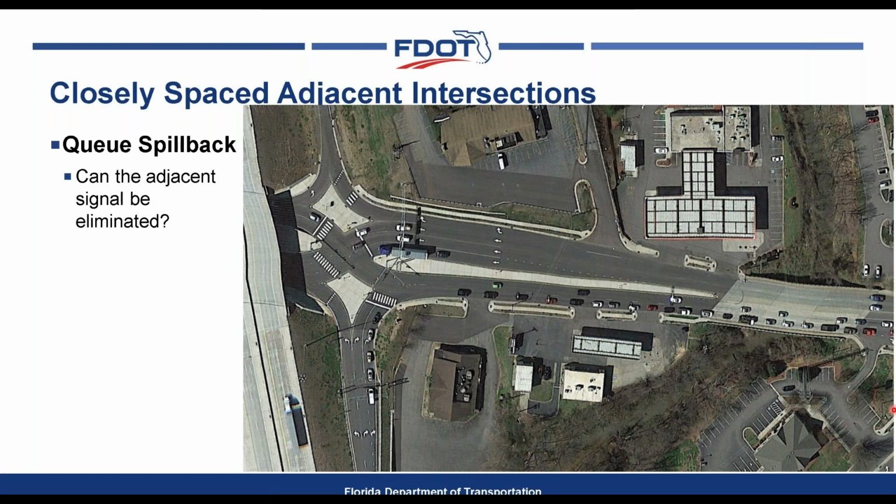In this case, when the DDI was built, there was a full access intersection located here. As part of the DDI, that access was turned into a right in, right out. A backage road was added behind it to serve the left turns, and the left turns were prohibited with an island. This was one way to address that closely spaced intersection and provide acceptable operations.